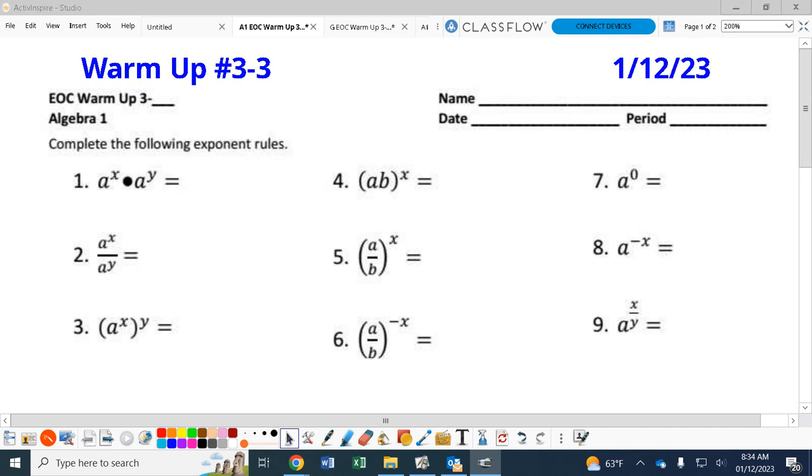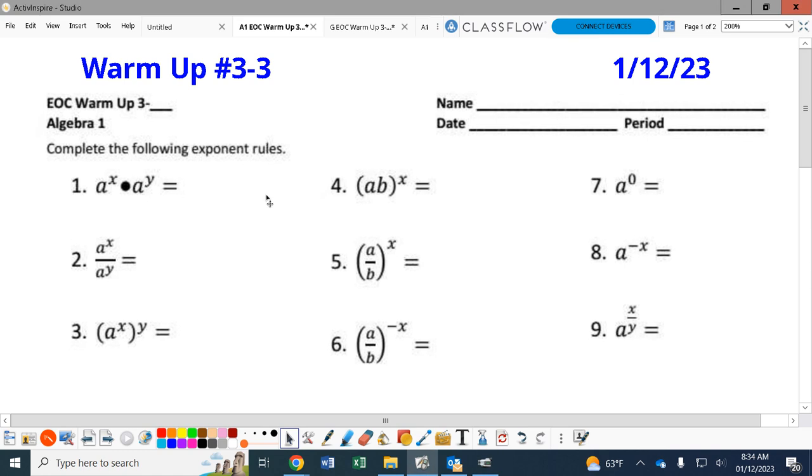Okay, so here are our rules. We've got all the different types that we need to go through and talk about what they are. Let's see if you can tell me what to do for each one of these. If we are multiplying like bases, what do we do with their exponents? Just say it out loud, guys. Add them. So it's going to be a to the x plus y. You are going to add the exponents when you multiply like bases.